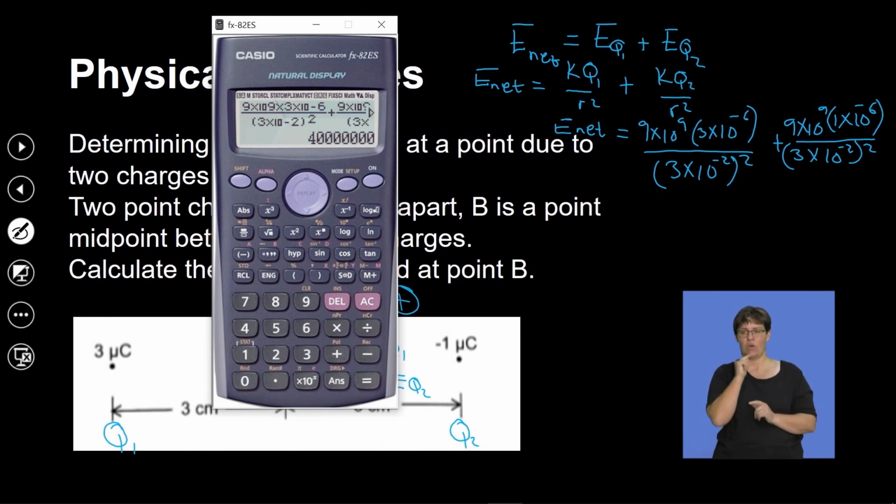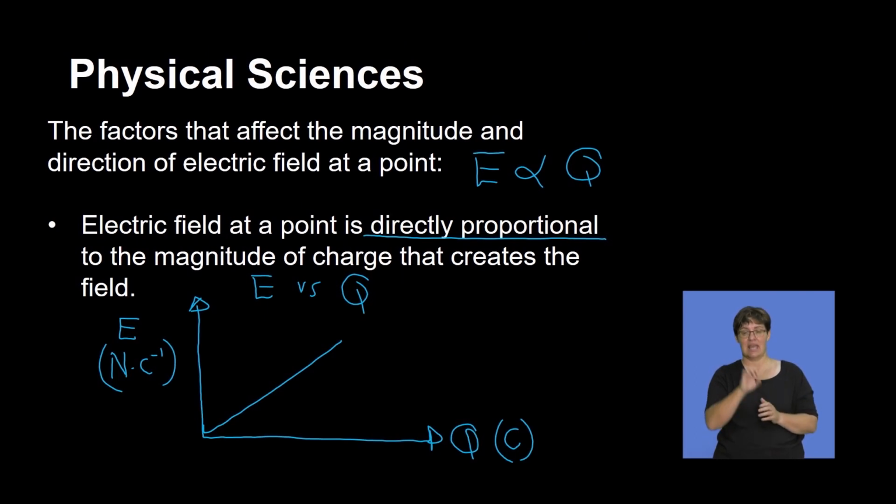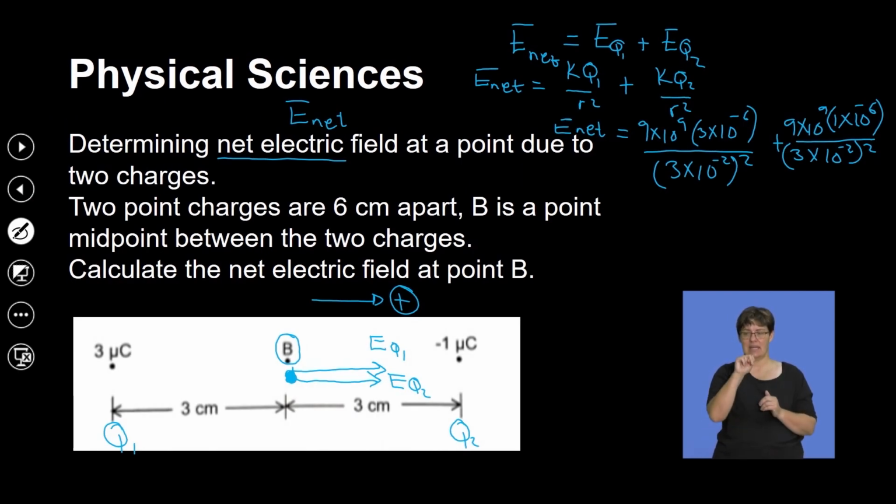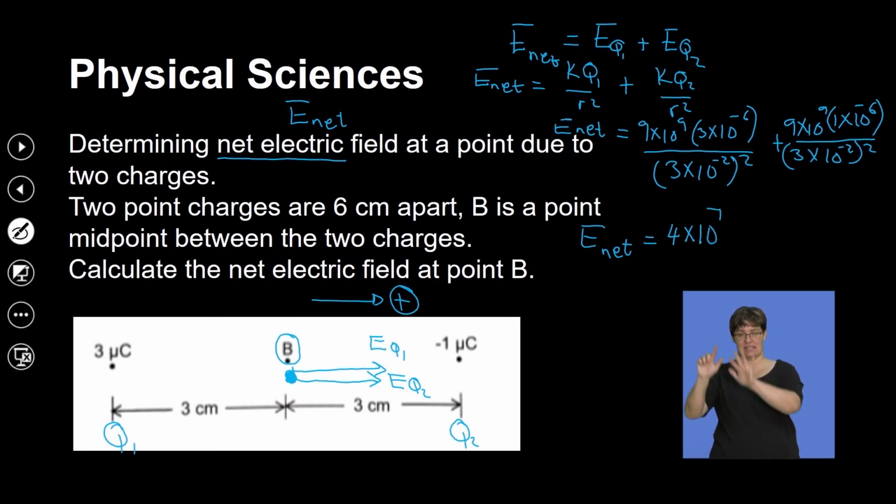So if you count there, 1, 2, 3, 4, 5, 6, so it's 40 million newtons per coulomb to the right. So this is 1, 2, 3, 4, 5, 6, 7. Okay, there are 7 zeros. So our E net is equal to 40 million, which is 4 times 10 exponent 7 newtons per coulomb. This is the magnitude, but the direction is towards Q2, or to the right.